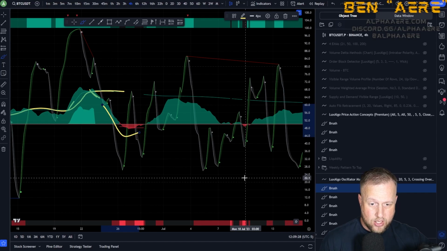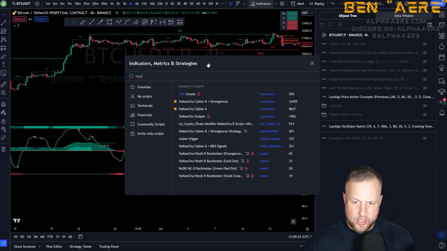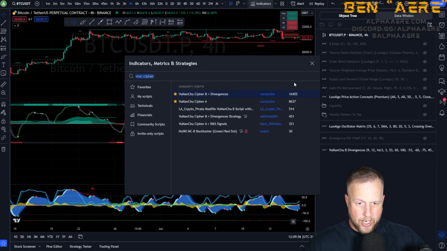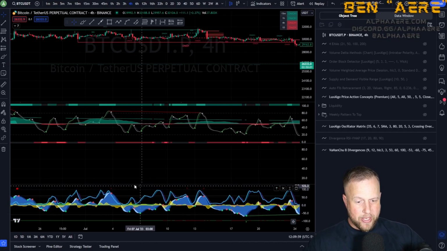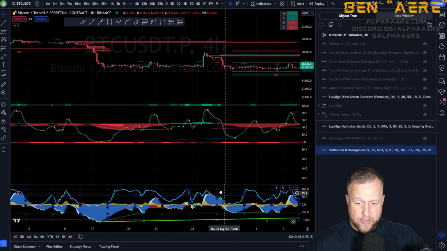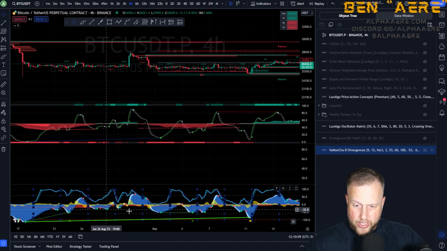Same thing here. Now, there is a free indicator like this that you can use. It's VMC Cipher B plus divergences. Throw it on there. If you don't want to pay, first of all, you need to invest in yourself, just like anything. But this is very, very similar. The blue is the momentum waves. The yellow is the VWAP. The red and the green is the money flow here.